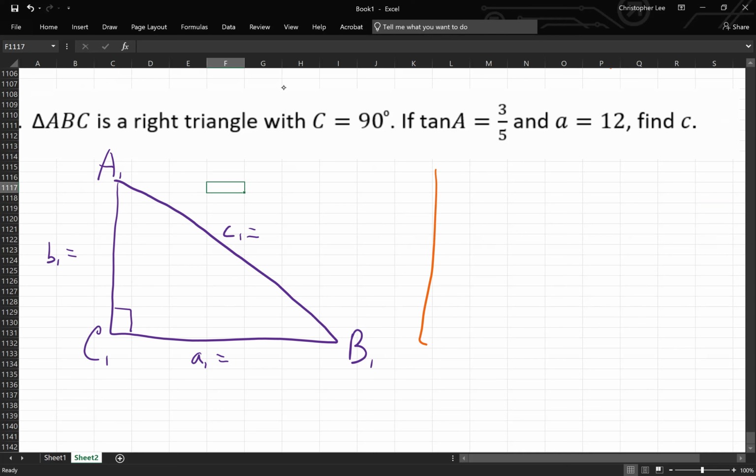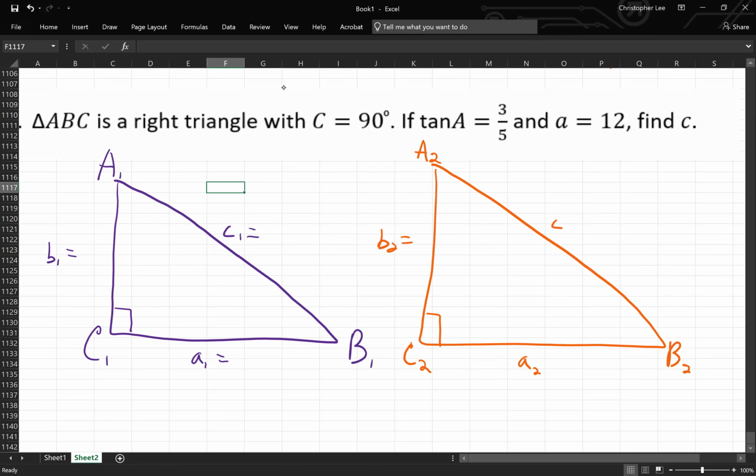We're gonna do an orange triangle. Same thing. I meant to call this triangle 2. So A2, C2, B2. And this would be C2. Okay. In the question, what they're asking you for is they want C2. That's what they're looking for.